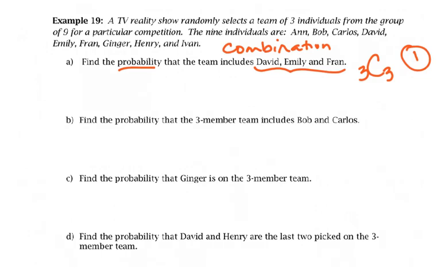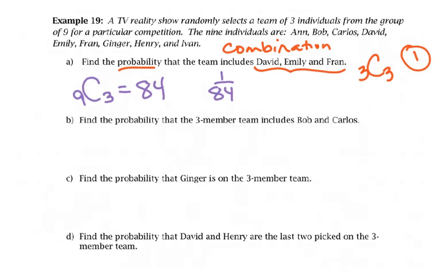Now, how many ways can I choose a team, period? So if I have 9 people and I'm going to pick a team of 3, how many ways can I choose a team? And so do that possibility. So I'm going to have 84. So what's the probability that my team is David, Emily, and Fran? Well, that's 1 out of 84.